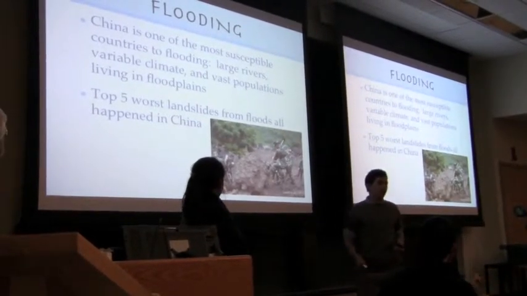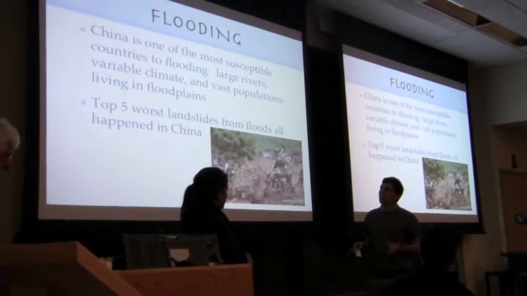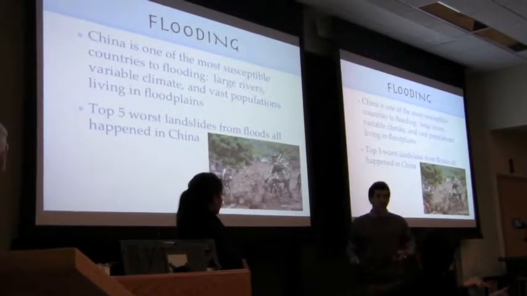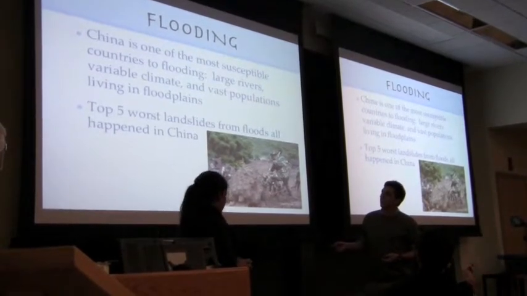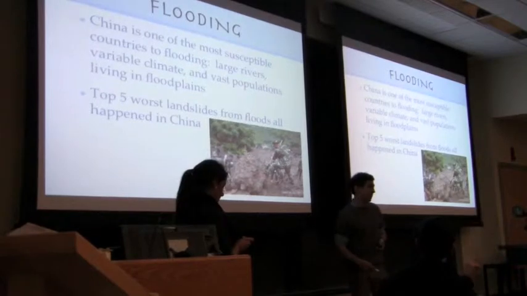Flooding is very prevalent in China. A lot of the rural population lives on floodplains, which leaves them susceptible to lots of flooding. And of the top 5 worst landslides from floods, all of them happened in China.